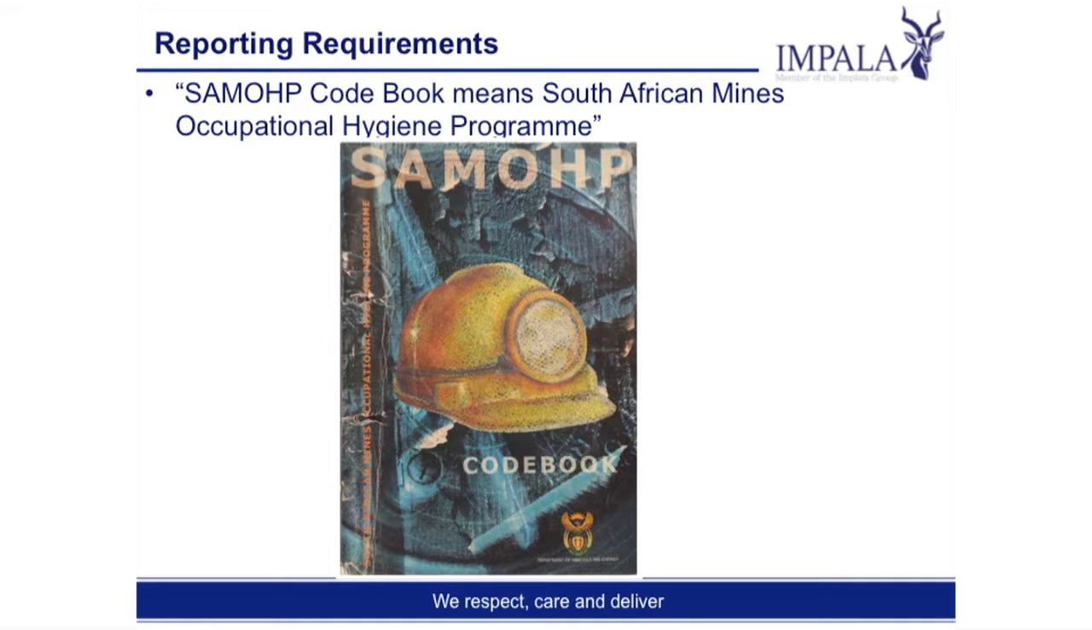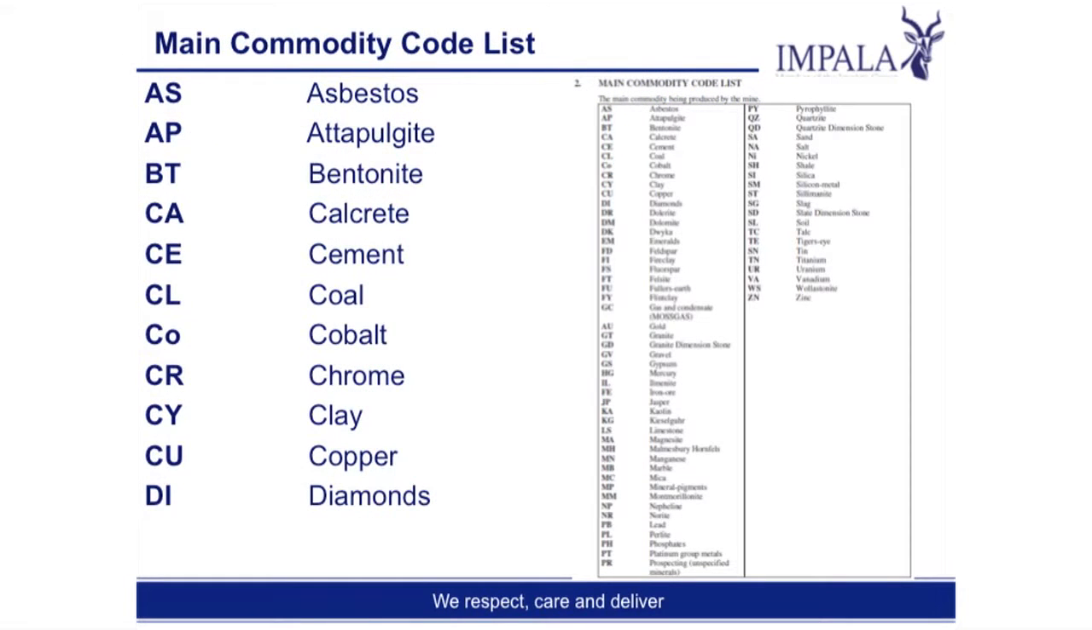In the database, we actually refer to some of those codes from the SAMOP codebook. So we all know this SAMOP codebook. There are certain codes in there, for example the main commodity list. We as the platinum mines will say it's PT, for example, an asbestos mine will say it's AS, and that is just to eventually compare apples with apples.